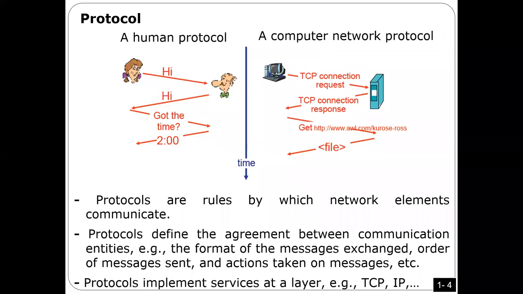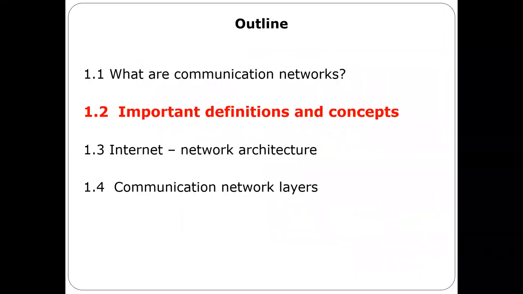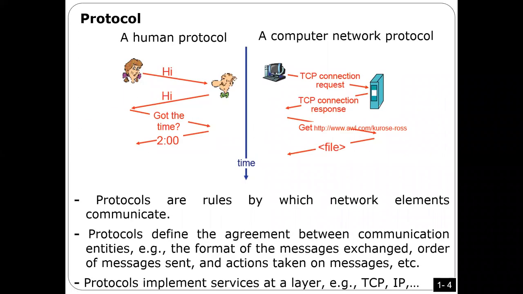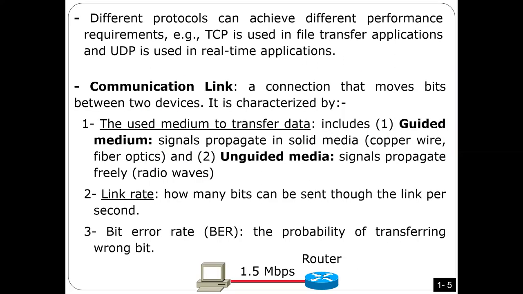So let's start. As I told you last time, in this chapter I'm going to review some basic concepts in networks, because in the next chapter I'm going to build on this chapter. I explained what we mean by protocol, because in networks we use too many protocols, so we use the word protocol all the time. Then I explained what a communication link means.